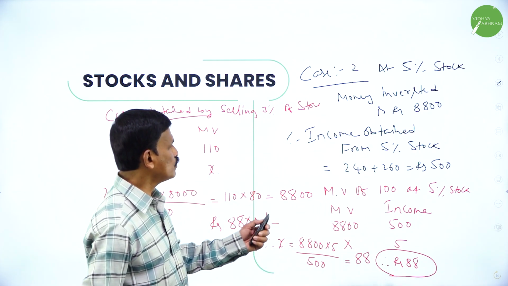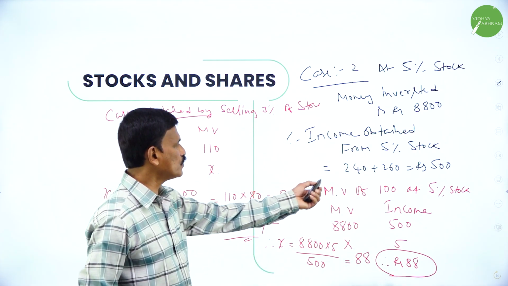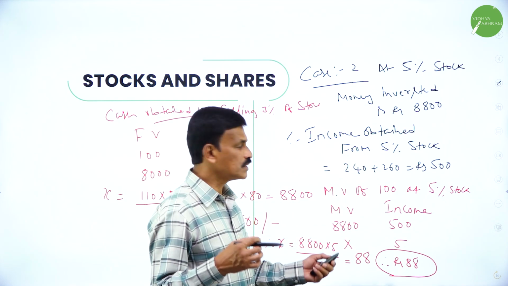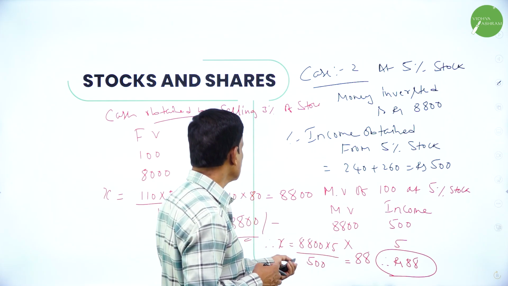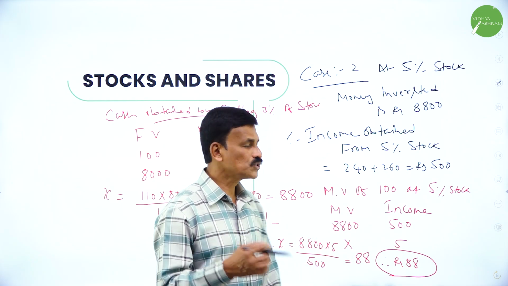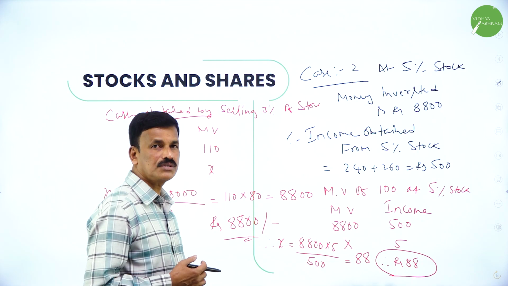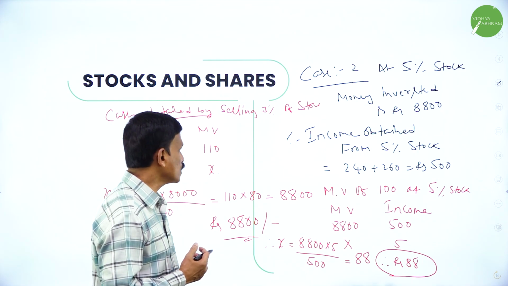So the income obtained by 5% of stock is 240 plus 260, that is 500. Therefore the market value of rupees 100 at 5% stock is 88. That's it. This is how we are going to solve this problem for 3 marks. Hope you followed. Now move on to the next problem.